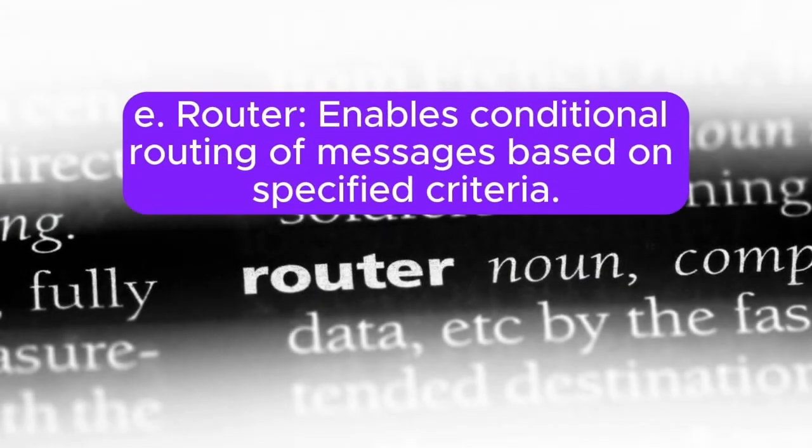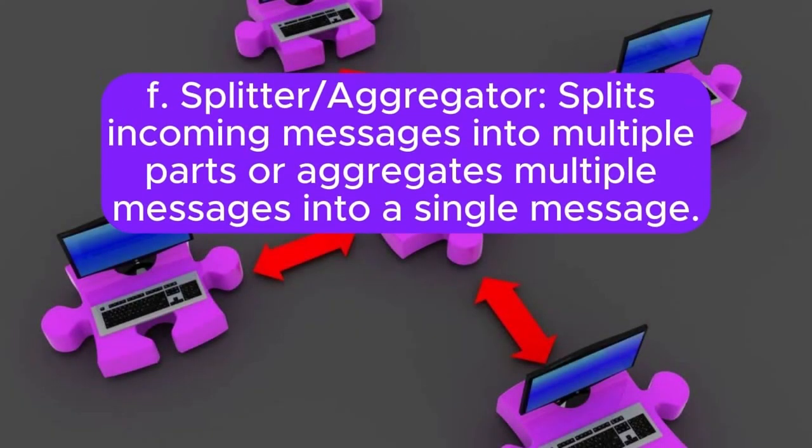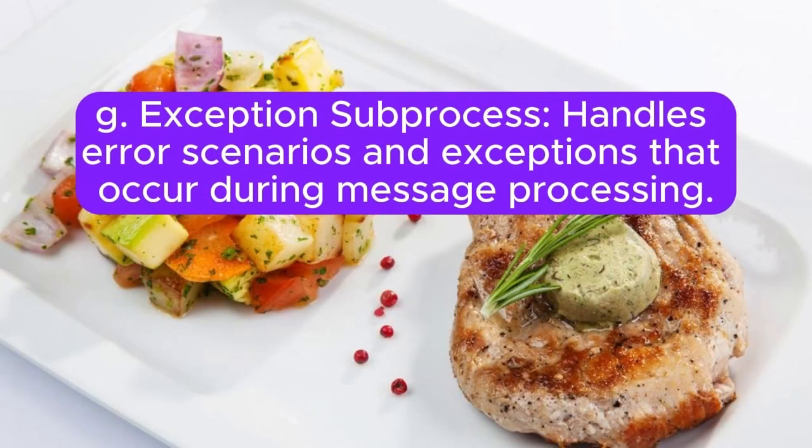E. Router, enables conditional routing of messages based on specified criteria. F. Splitter, aggregator, splits incoming messages into multiple parts or aggregates multiple messages into a single message. G. Exception subprocess, handles error scenarios and exceptions that occur during message processing.